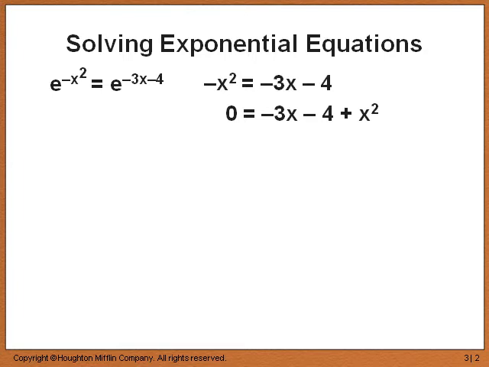0 equals negative 3x minus 4 plus x squared. Then we will factor that, and I'm not going to go through the factoring right now. You should already know that. Take a moment to factor the expression and come up with the solutions. Pause the video and then resume when you have your answers. And you should have come up with these answers: x equals negative 1 or 4.